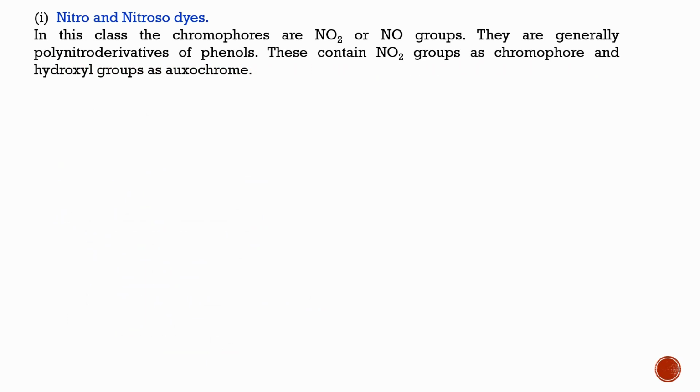So the first one is nitro and nitroso dyes. In this class, the chromophores are NO2 or NO groups. They are generally polynitro derivatives of phenols. Phenol is an OH group attached to benzene. So these contain NO2 groups as chromophore and hydroxyl groups as oxochromes.